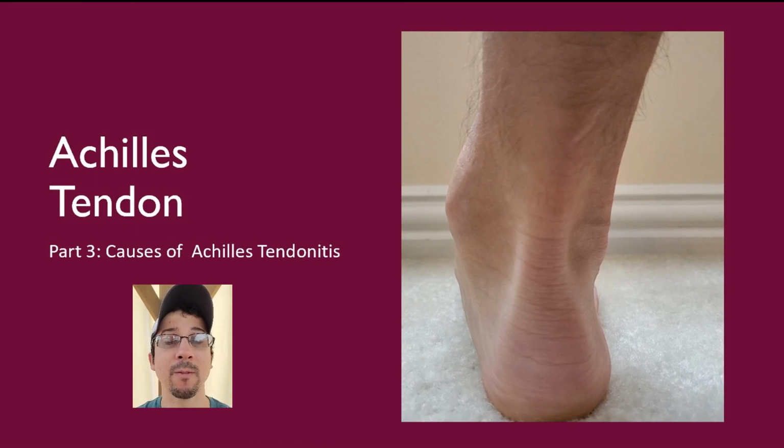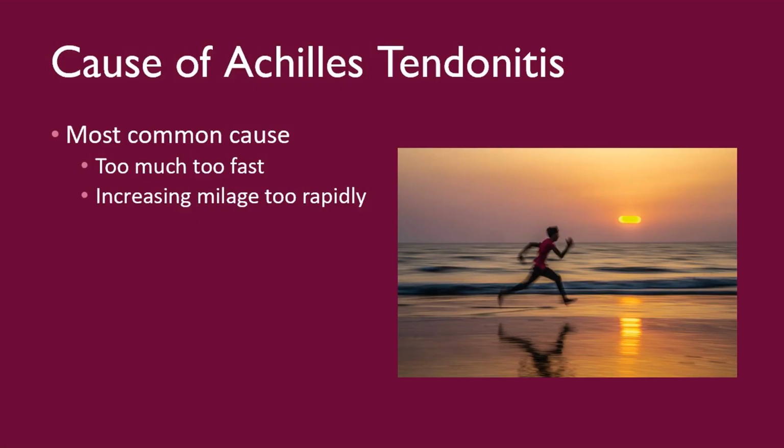Okay, so now we have a better understanding of the basic anatomy and the structural portion of the Achilles tendon. Now let's talk about the causes. Causes of Achilles tendonitis most commonly is due to increasing activity too fast.